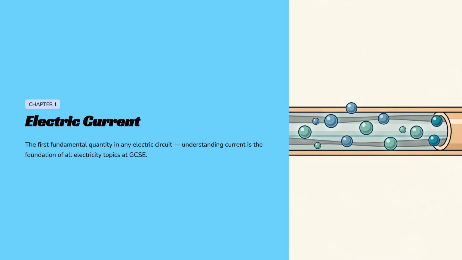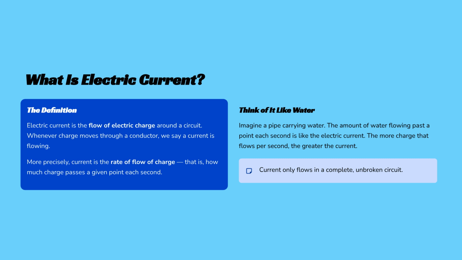Let's begin with Chapter 1, Electric Current. Understanding current is the foundation for almost every other topic in electricity at the GCSE level. So what is electric current? It is defined as the flow of electric charge around a circuit. Think of it like water flowing through a pipe. The more charge that passes a point each second, the higher the current.